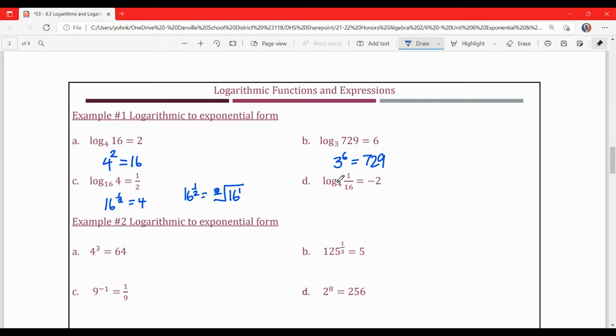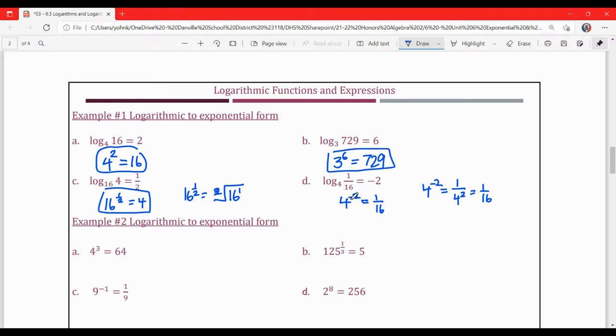Letter D, log base 4 of 1/16 equals -2. You can rewrite it in exponential form: 4 to the -2 power equals 1/16. Remember, 4 to the -2 means 1 over 4 to the +2, which is how you get 1/16. So these are our exponential forms.